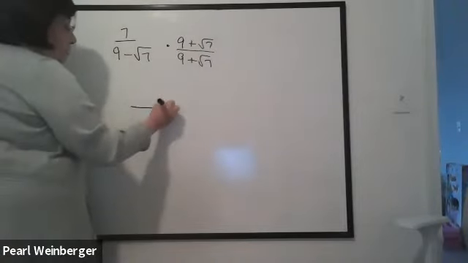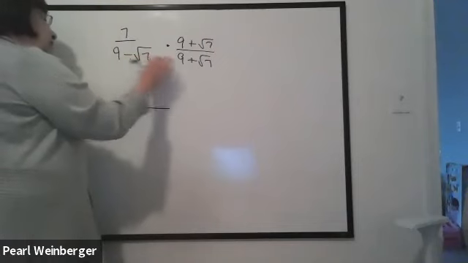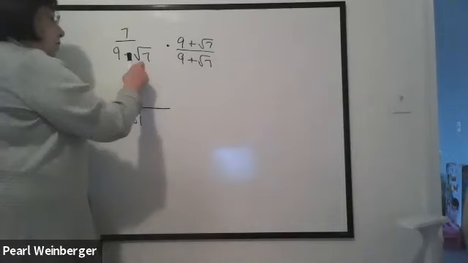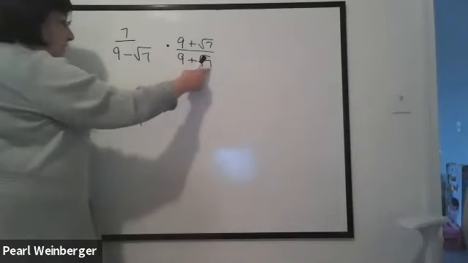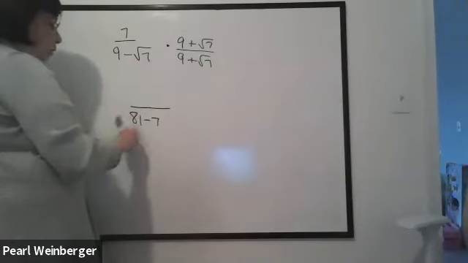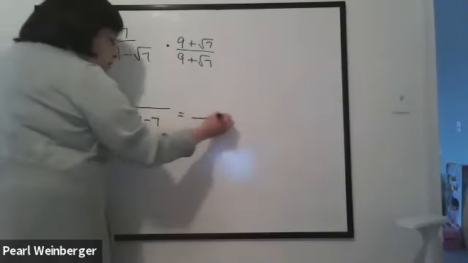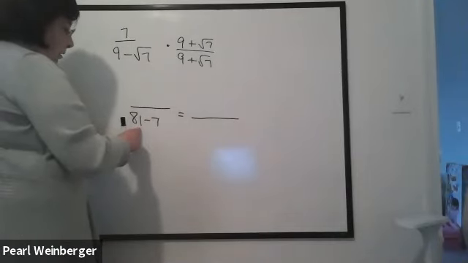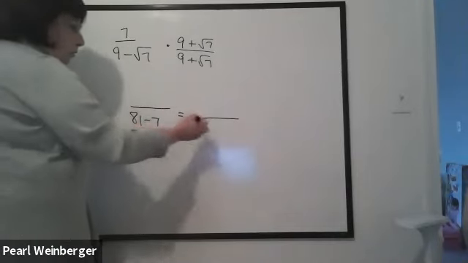Again, I like to do the denominator first. So 9 times 9 is 81. And radical 7 times radical 7 is 7. And a minus times a plus is minus. So this becomes 81 minus 7, which turns out to be 74.